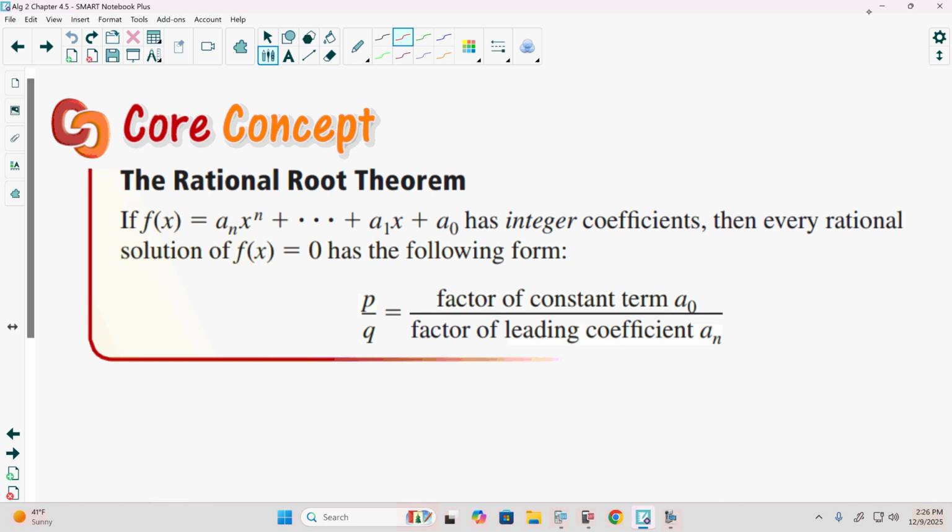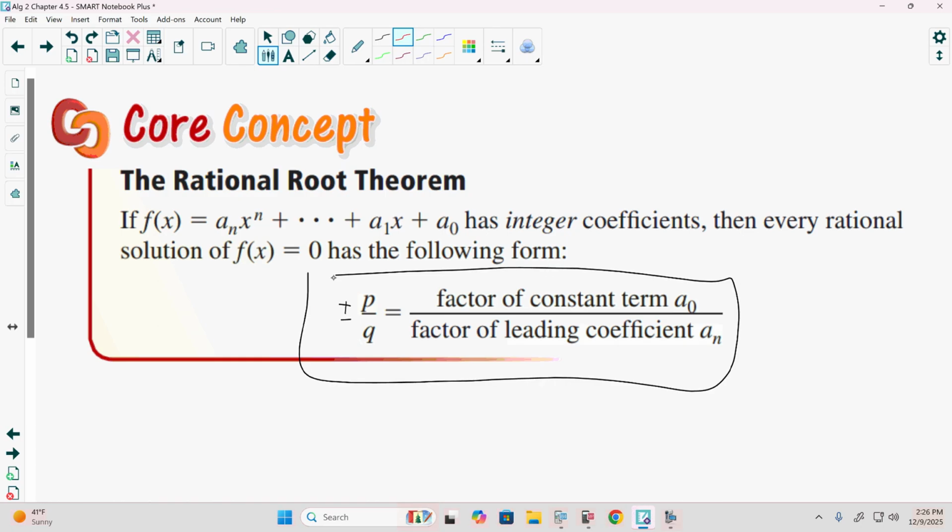Rational zeros. Now the rational zeros theorem will give us all of the possible rational zeros that could be for any given polynomial equation. The main part is this here, plus or minus p over q, where p is the factors of the constant term and q is the factors of the leading coefficient. Our rational zeros are plus or minus p over q, where p is the factors of the constant term and q is the factors of the leading coefficient, the number in front of the variable with the biggest exponent.